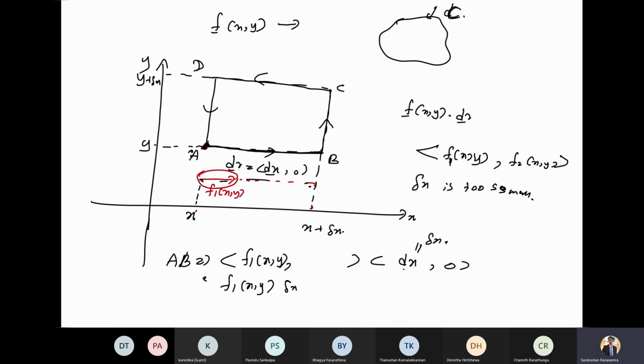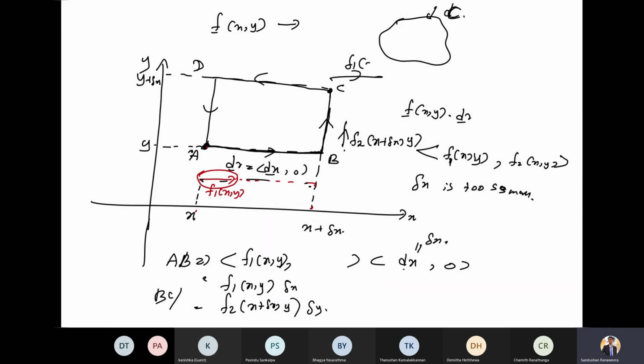Then if you're going in this direction, you can write this as f2(x plus delta x, y). This is what you have in this direction. So in the BC path, you can write f2(x plus delta x, y) times delta y. Then moving from here to here, you can assume that the function value at this point is constant over this segment. In this direction you have your function value something like this, along this direction.